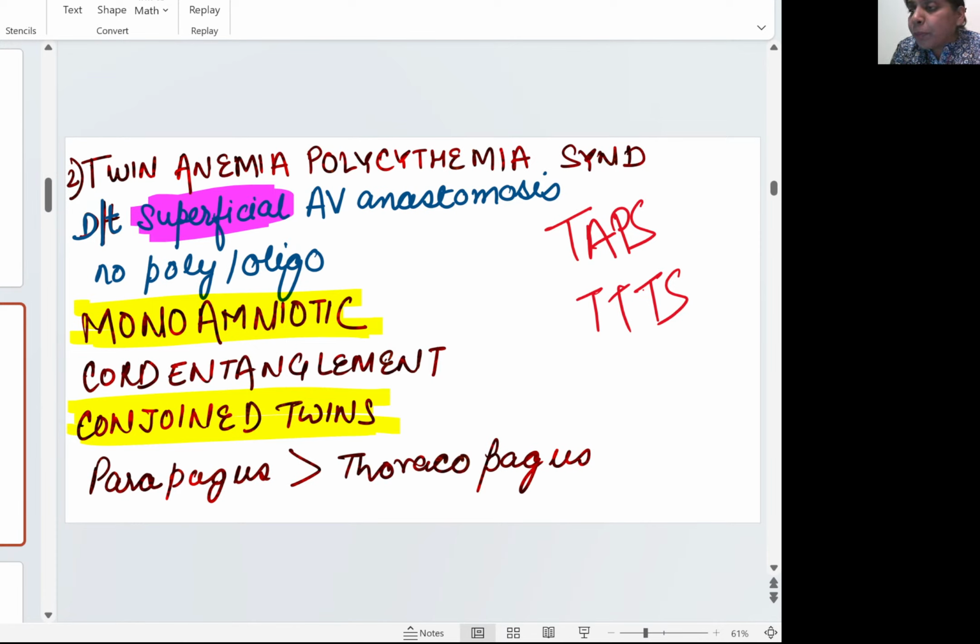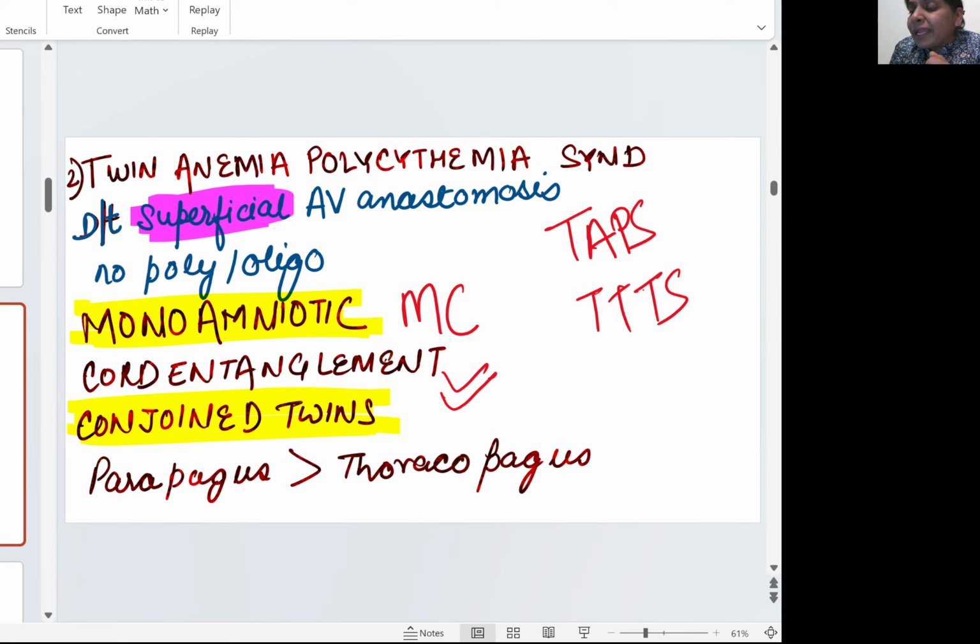Now let us come to monochorionic monoamniotic twins. What is the complication of monochorionic monoamniotic? Now they are in one sac. Monochorionic monoamniotic twins are in one sac. Now what is the specific complication? Cord entanglement.